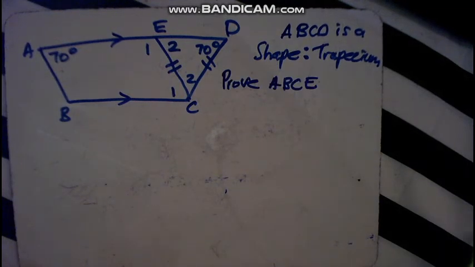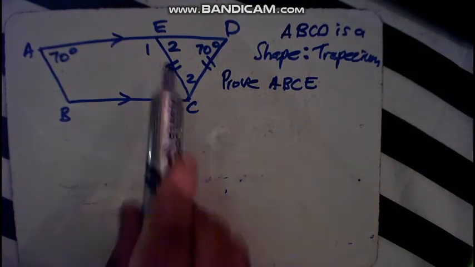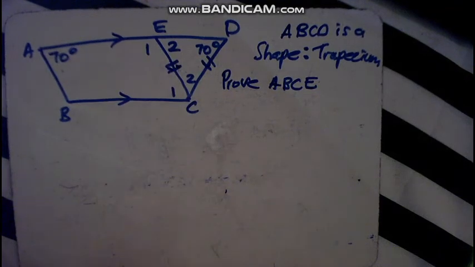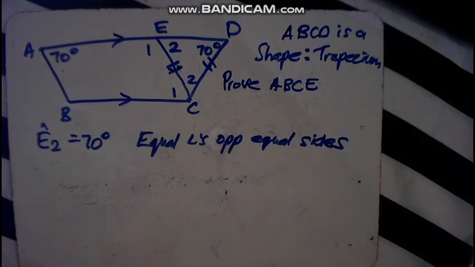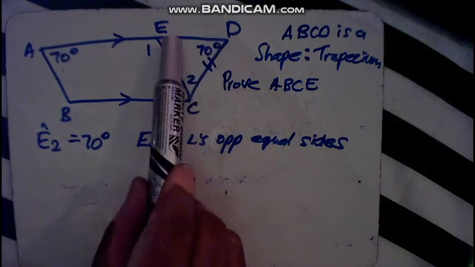Notice that this one will have given values. Always work with the given to try and find the unknowns. Notice they gave you these two marks. Why? Because they want you to find E2. Who can tell us the value of E2? E2 is 70 because that's an isosceles triangle. Don't forget, for an isosceles triangle, we say equal angles opposite equal sides. So this is 70, that one must be 70.